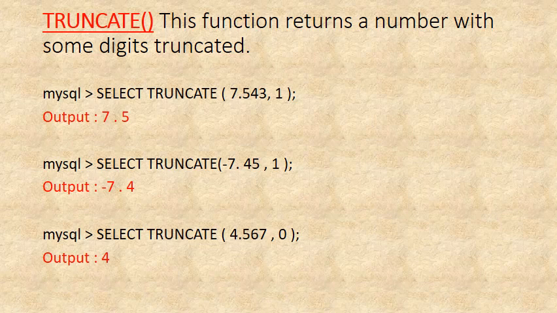Second example, select truncate(-7.45, 1). Here the first argument is a negative value and the second argument is 1. So, the same as the previous one, 1 denotes that we want the result with 1 decimal point. So, the answer will be -7.4. Next example, select truncate(4.567, 0). Here the second argument is 0. That 0 denotes that we don't want any decimal part. So, 4 will be the result.